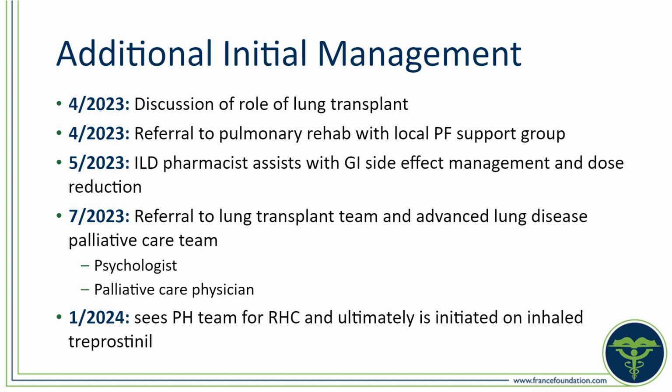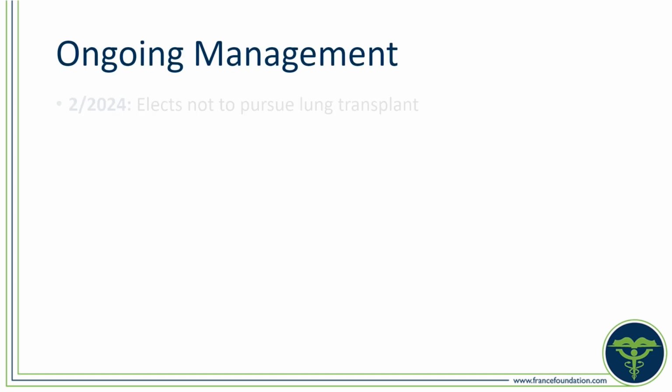Around the first part of 2024, the patient was referred to the pulmonary hypertension team based on the echocardiographic results, and a right heart cath confirmed the suspected elevated pulmonary artery pressure, and the patient was initiated on inhaled treprostinil therapy, which has been shown to improve 6-minute walk distances for patients with IPF-related pulmonary hypertension. After that, the patient came back to see us after discussions with the lung transplant team, and the patient and family had decided together not to pursue lung transplant based on their own goals of care.